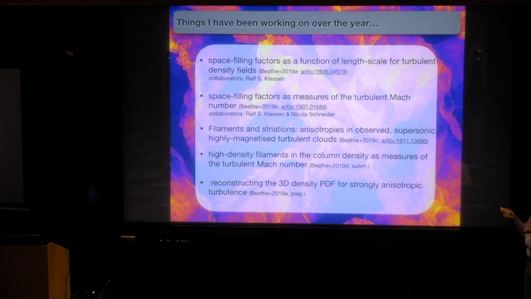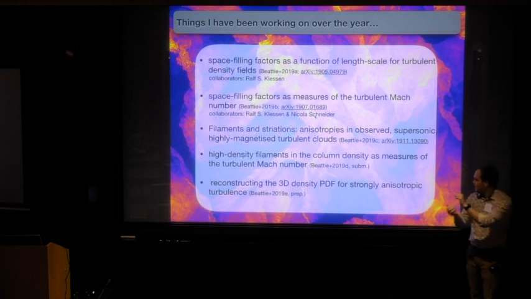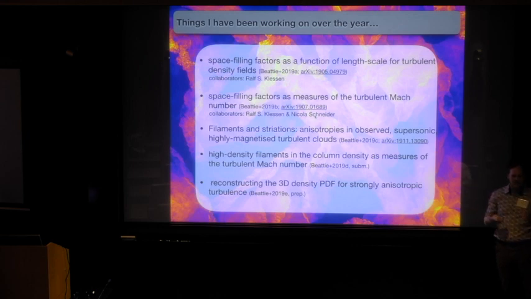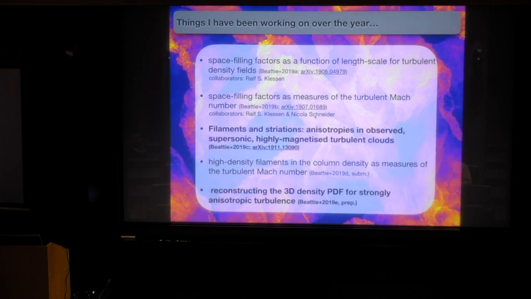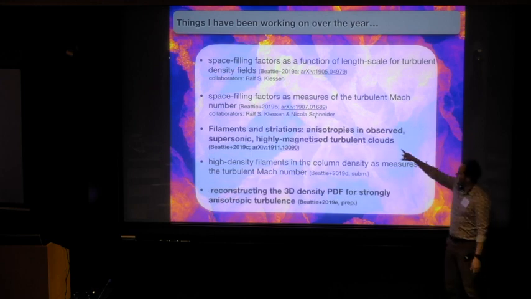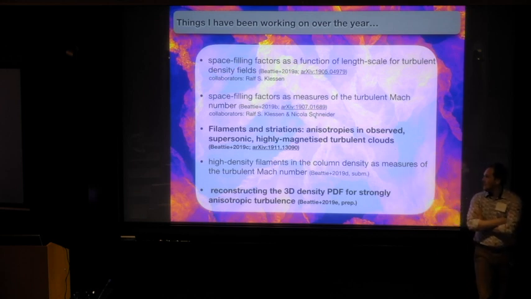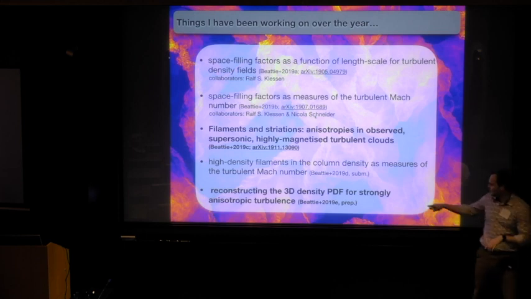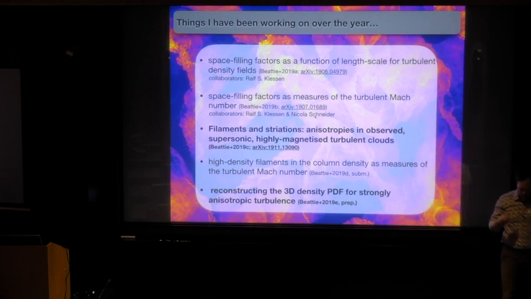So these are things I've been working on this year. I've been playing a lot with these space filling factors, or fractal dimensions you could call them, as a function of length scale in your turbulence. You can start at really small scales, like when you're on a filament and you expand out, and the space filling factor really changes. So that was some interesting stuff. But really this talk is going to be focusing on this paper that just got accepted last Friday, on these filaments and striations, these anisotropies that we find in MHD turbulence. And also this really interesting project reconstructing the 3D density distribution from the projected distribution. So really, I'm going to be talking about these two things.